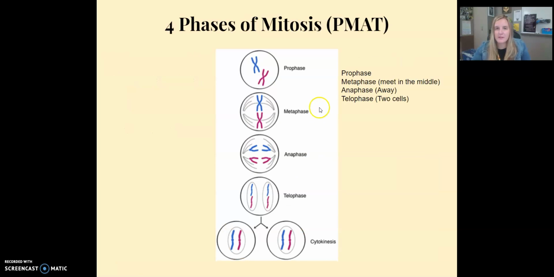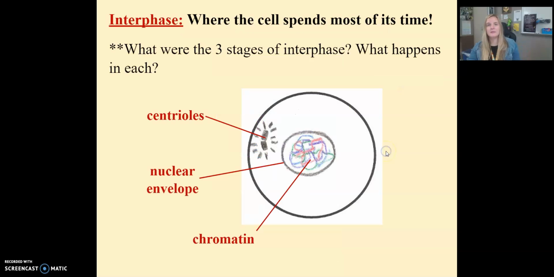There are 4 phases of mitosis. Once again, there's prophase, metaphase, anaphase, telophase. We remember the order by PMAT. You can see visually what's going on in each of these phases. Like prophase, the chromosomes are like so. Metaphase, they meet in the middle. Anaphase, they go away from one another. And telophase, you start to create 2 nuclei for the 2 new cells.